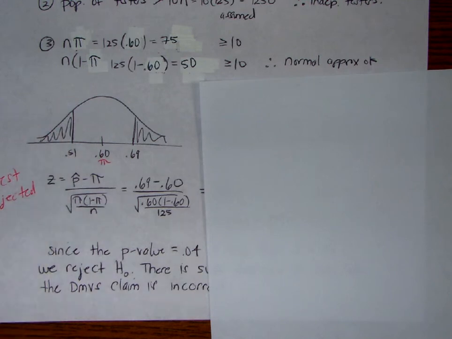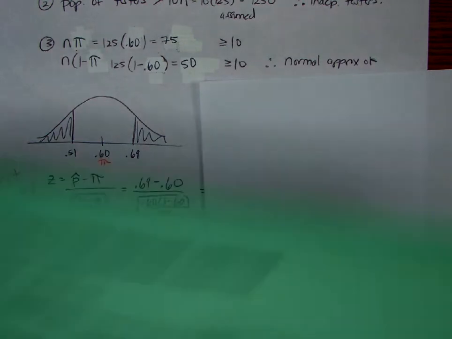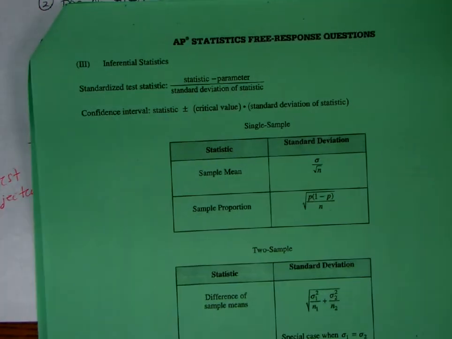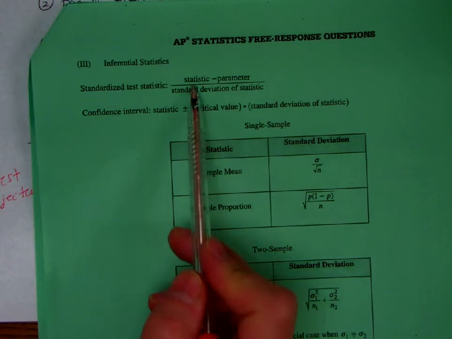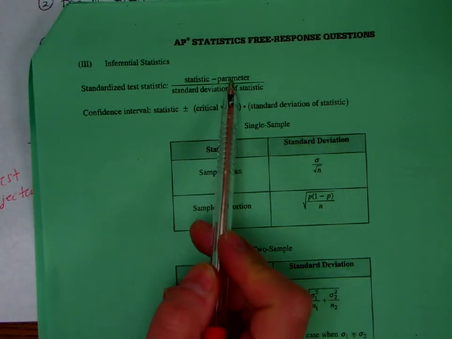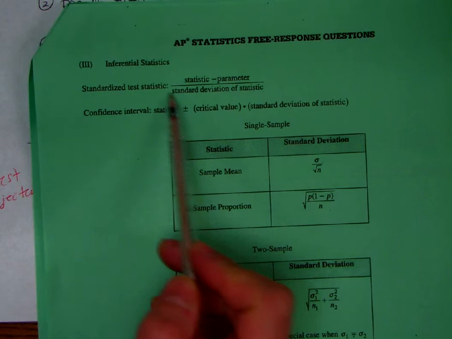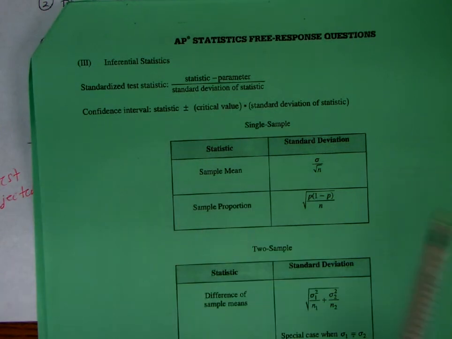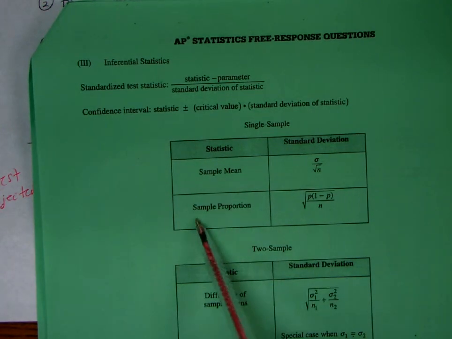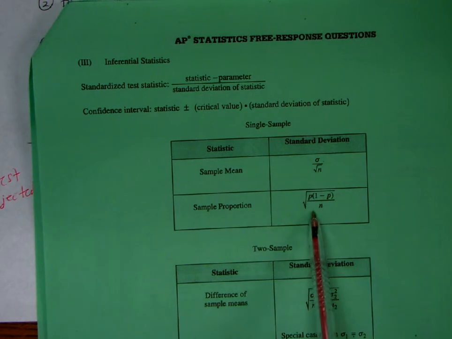Now my formula, and I'm always going back to this lime sheet. The formula, page 5, is your go-to. You're on a test. Statistic, English letter, minus parameter, Greek letter, divided by the standard deviation of statistic. I'm on a proportion. This is the standard deviation of the statistic.